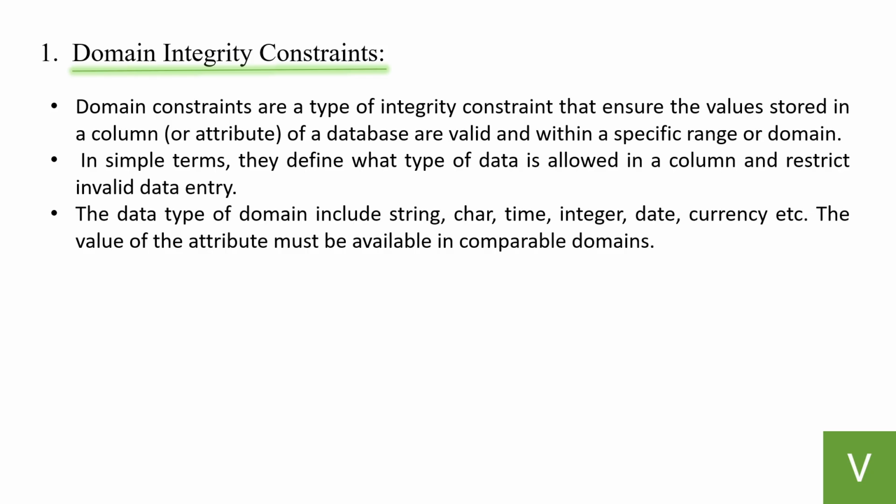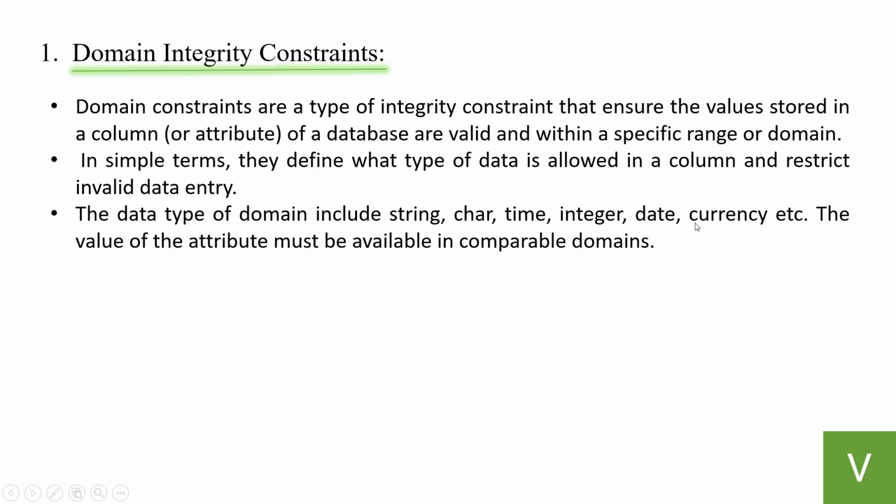So while inserting values into the student ID, it should have either a number or a variable character. While inserting a value into the student name, it should follow only string. It should not accept other formats like an integer. And similarly with age, it should accept only an integer value. It should not accept a string or a negative number. So these are called the data types. There are different data types in domain integrity constraints like string, char, time, integer, date, currency.